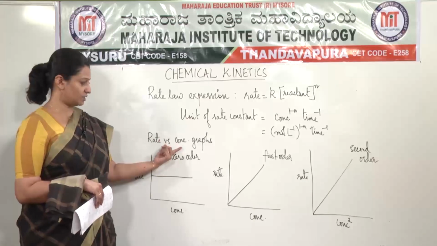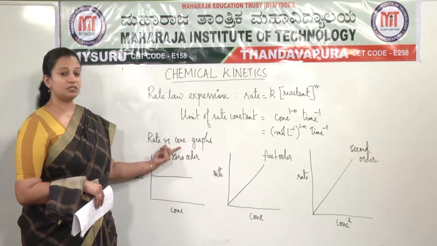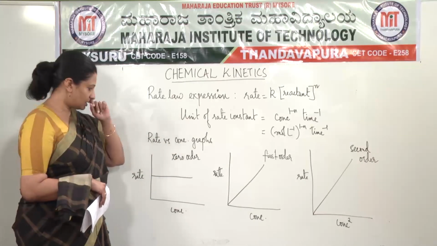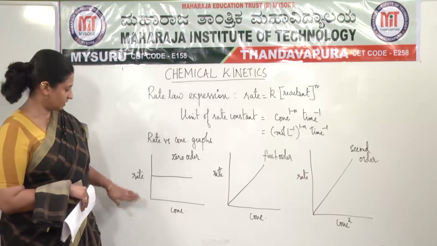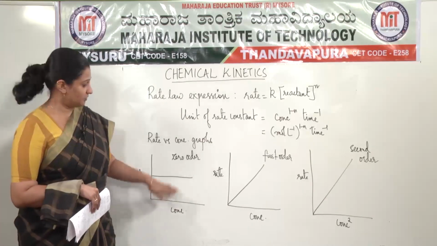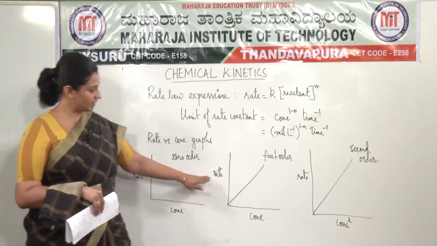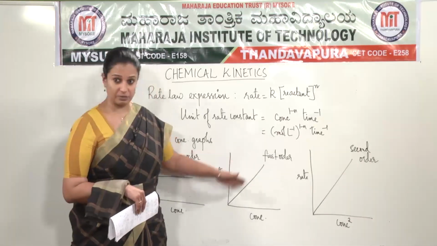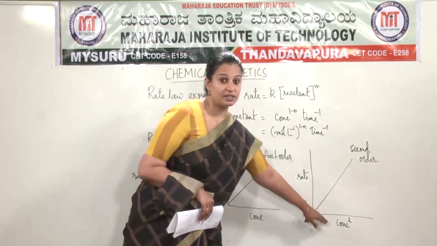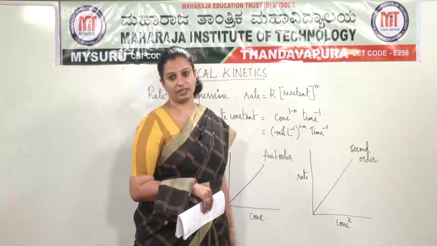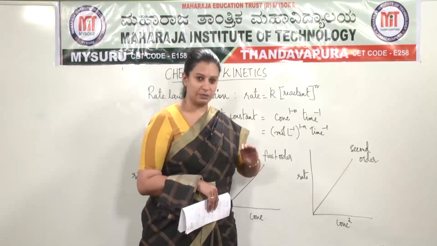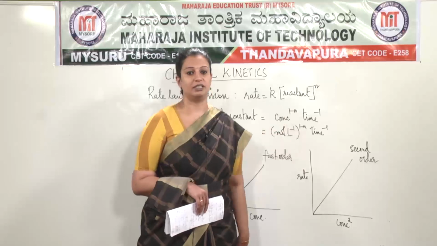Now moving on to some graphs. I have the first set of graphs, which is rate versus concentration graphs. So in the rate versus concentration graphs, rate against concentration for zero order will be like this, rate against concentration for first order will be like this, and rate against concentration square, that is for second order, will be in this particular way. Memorize the graphs because it will be easy to identify it then.